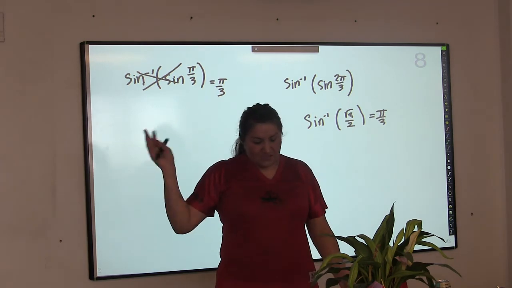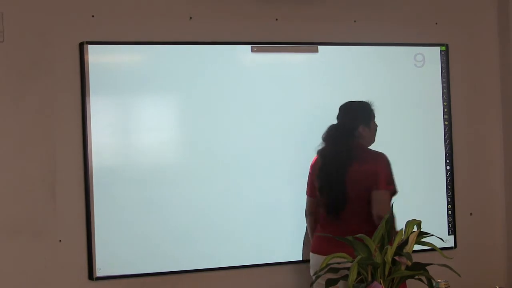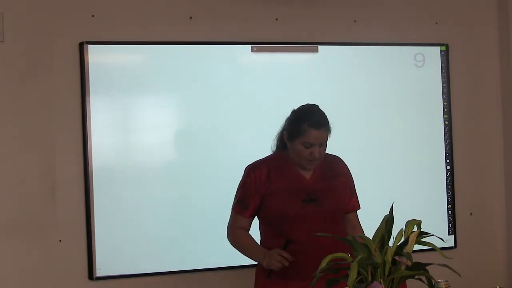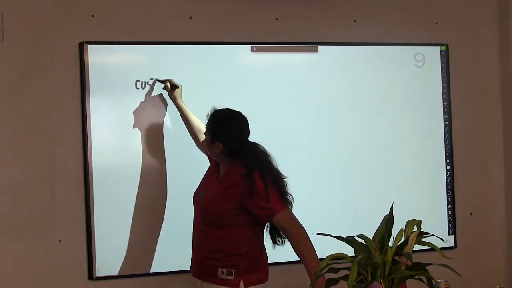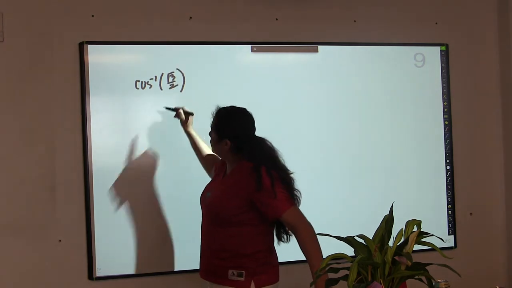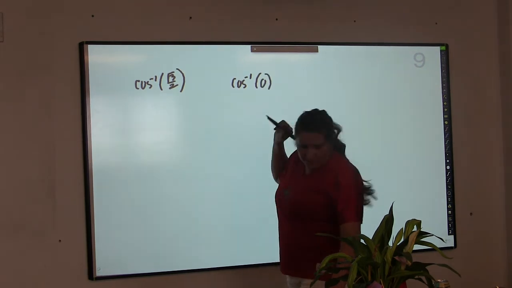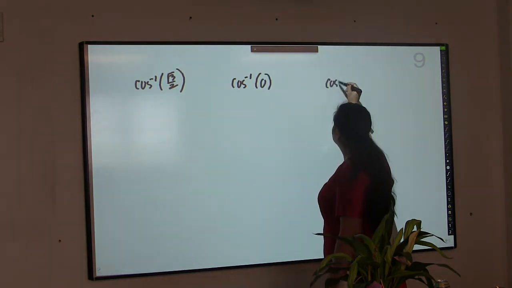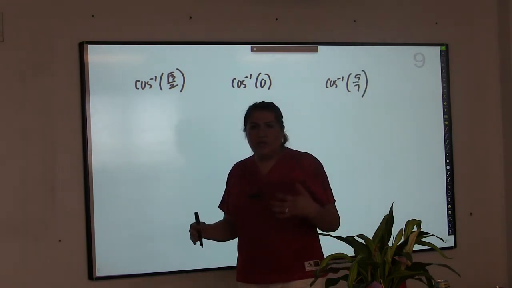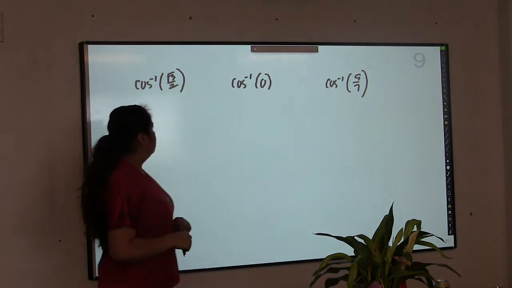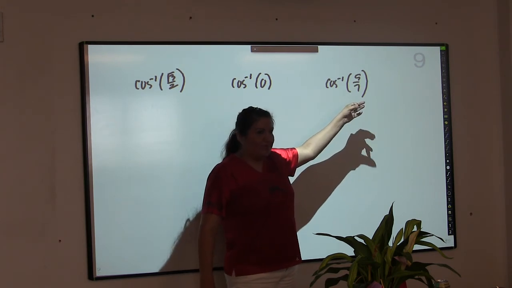All right, so that's enough sines. Let's go to some cosines. It's much the same way, but cosine has a little bit of a different range. The domain is the same, but the range is a little different. So we want cosine inverse of root 3 over 2, cosine inverse of 0, and cosine inverse of 5/7. Are any of these a problem? Are any of these values not within -1 and +1? 5/7 is less than 1 because it's not 7 over 7.